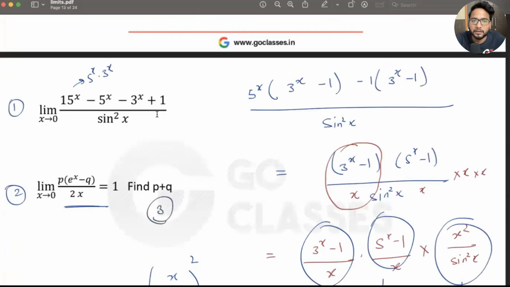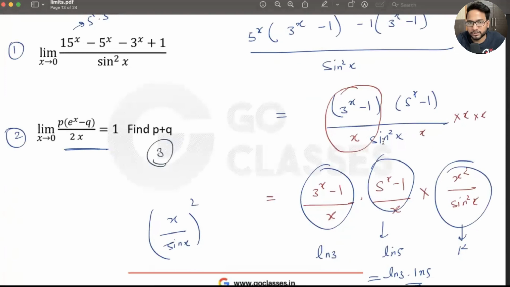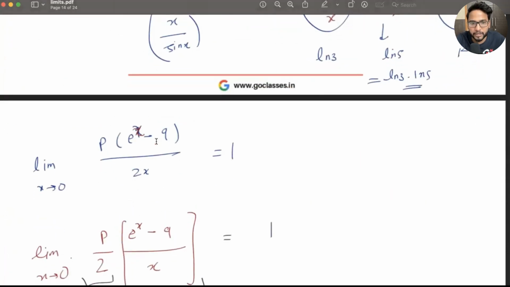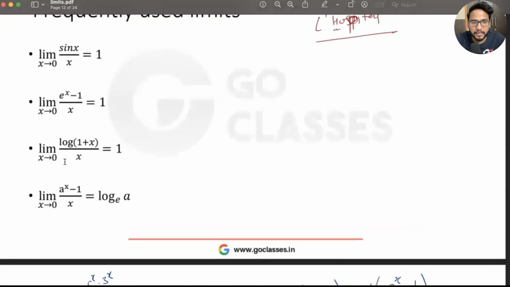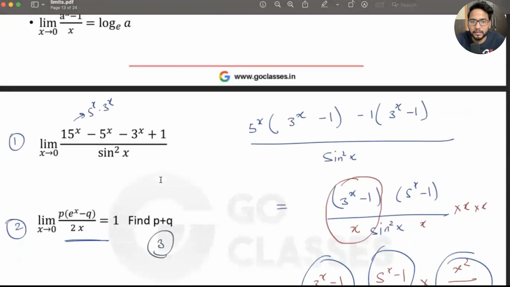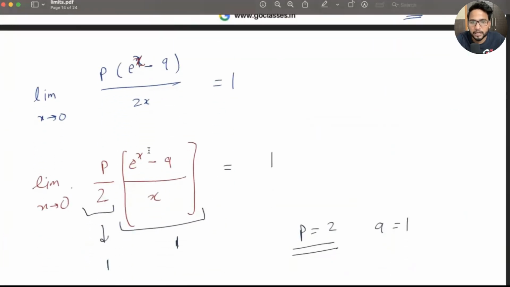Okay, so let's suppose you want to solve this. What we did is factor it out, and then we used the standard limit, right? So that's how we solved this question. Now, similarly, suppose you want to solve this and find the value of p plus q, how did we do it? See, e power x minus 1 upon x is 1, right? So from here, e power x minus q upon x, q must be 1 to make it 1, and then p by 2 is also 1, right?